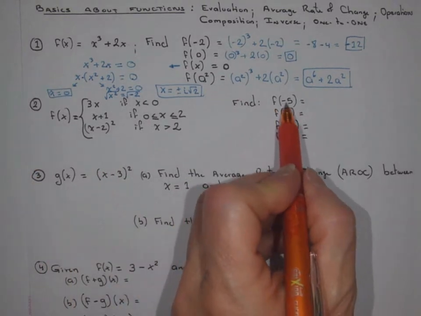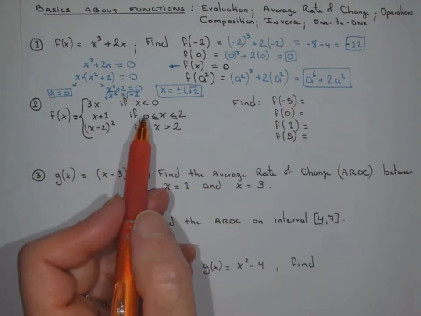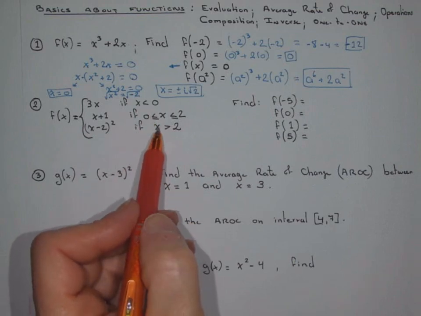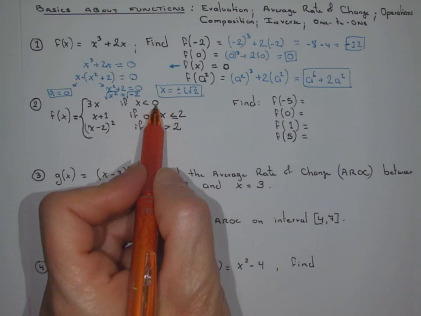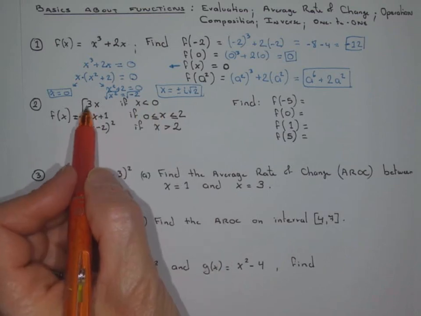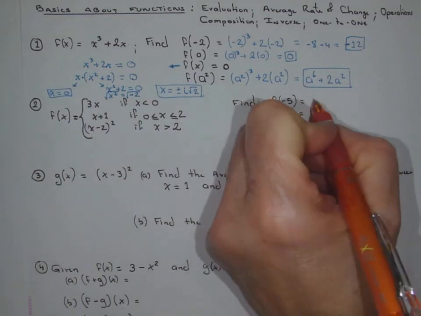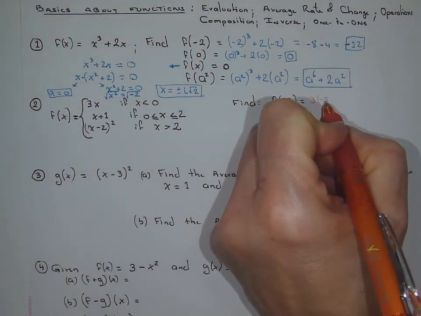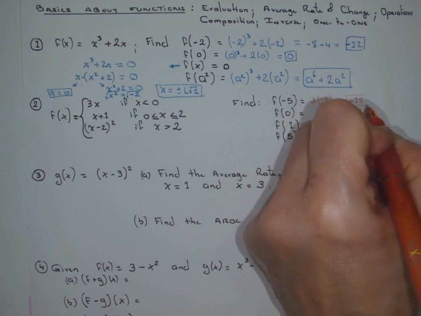So f of -5. Your first job is to figure out where -5 is. In which of those branches does that fit? Well, is -5 less than 0? The answer is yes, so this is the branch I would use. I'm going to plug in -5 for this x. So I want 3 times -5, and that would be -15.